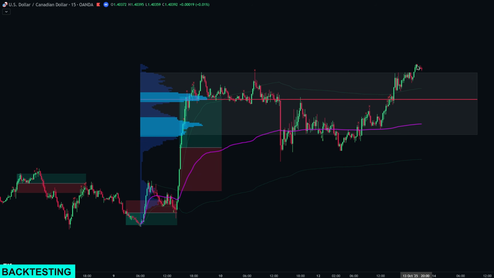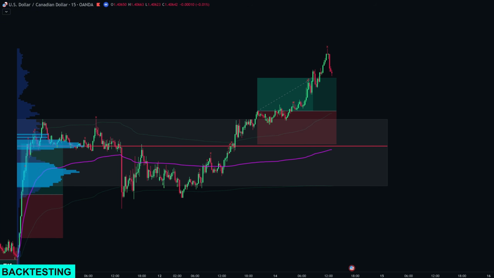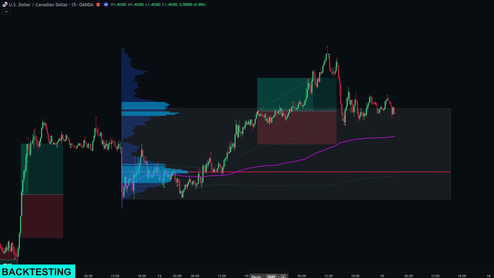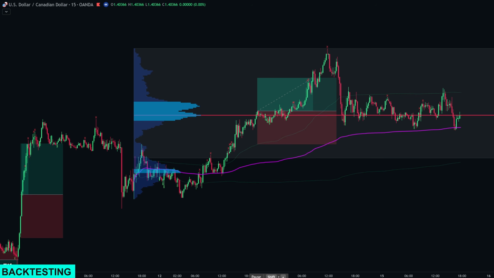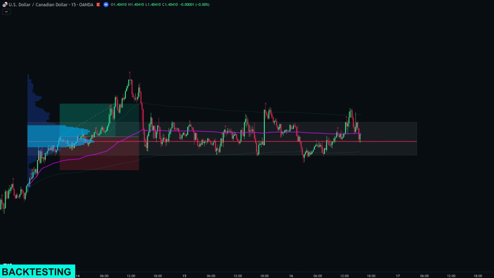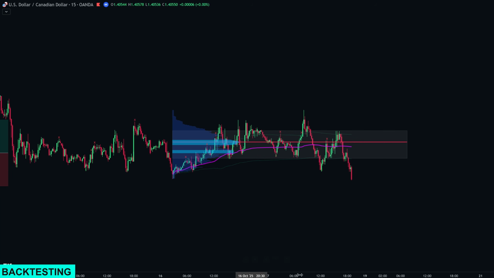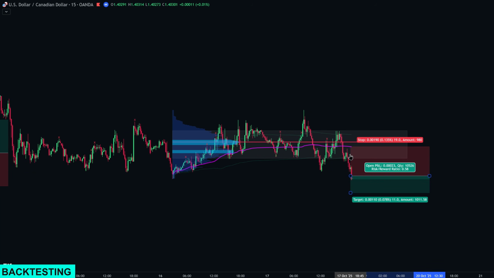This approach is not about predicting tops or bottoms. It is not about guessing where price will reverse. It is about waiting for balance to end and then participating in expansion. That distinction is critical. This system will not win every trade, and that is perfectly fine. Your job is not to avoid losses. Your job is to control risk and execute consistently.